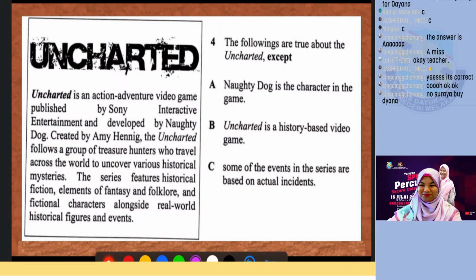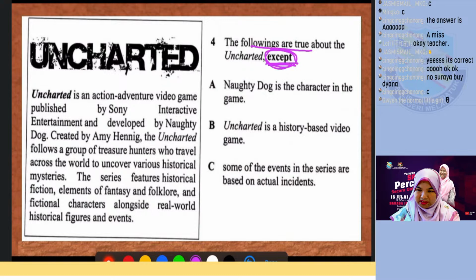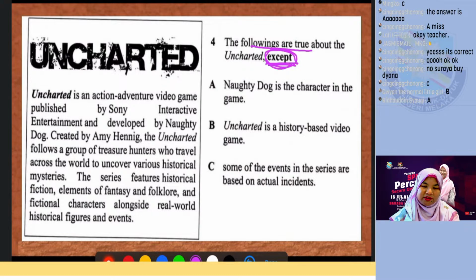We have read the text. What about the question? The following are true about Uncharted, except. Focus on the word except. The following are true, except. Kecuali. Among options A, B and C, two are true about Uncharted, except there is one wrong one. So you need to find the wrong one.